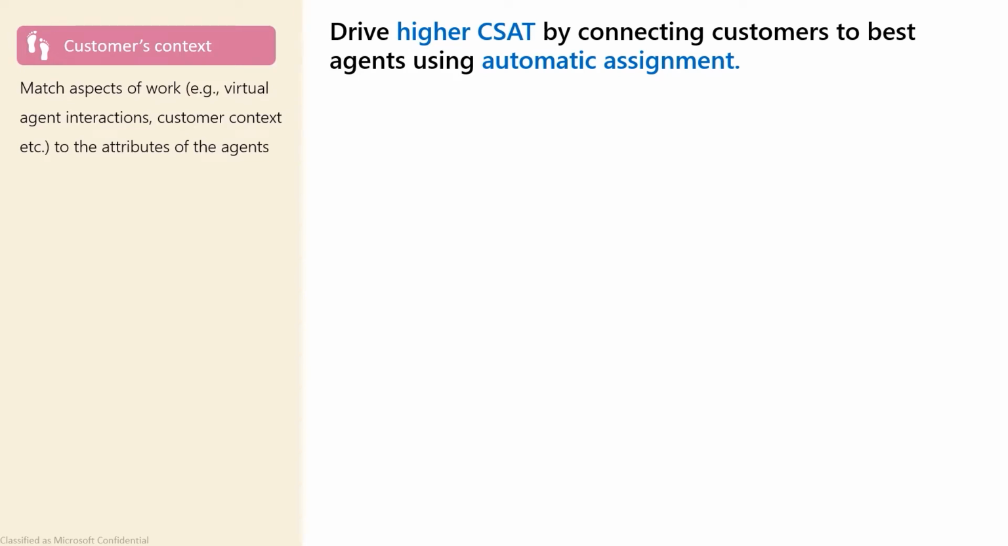The first one is the customer context matching. All the data that the system has learned, like IVR responses, customer sentiment, effort needed, customer's preferred language, everything can be used as a criteria to find the best agent.